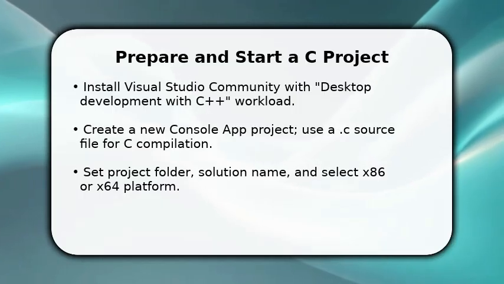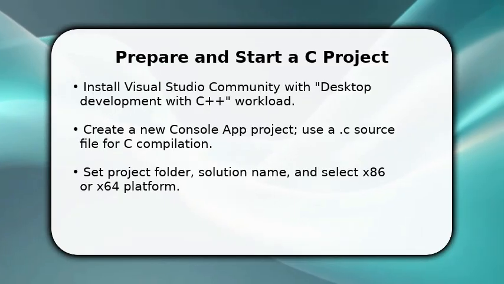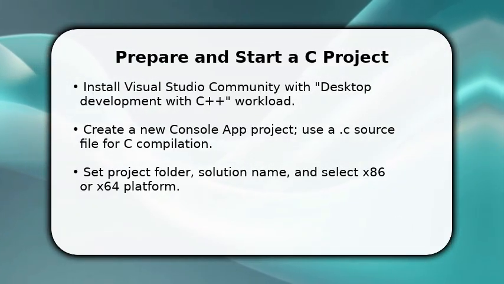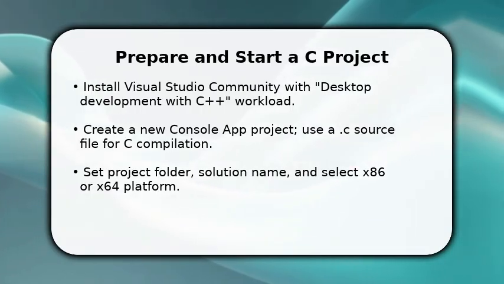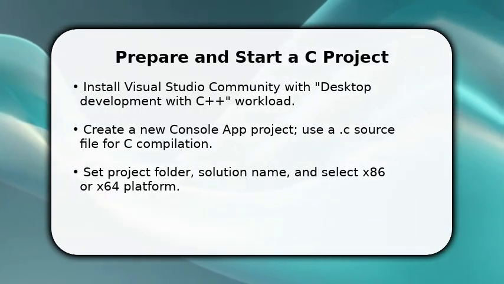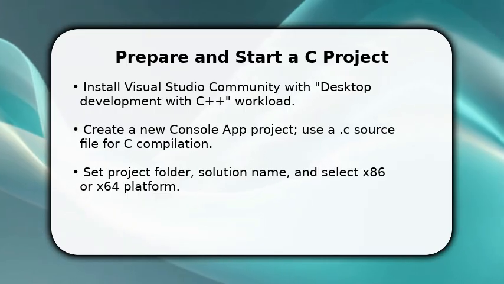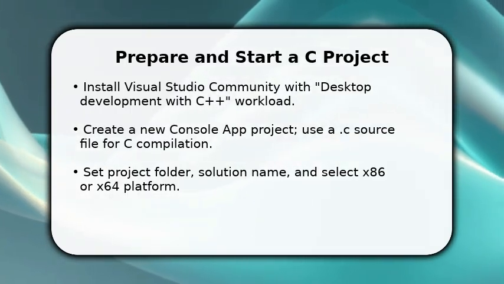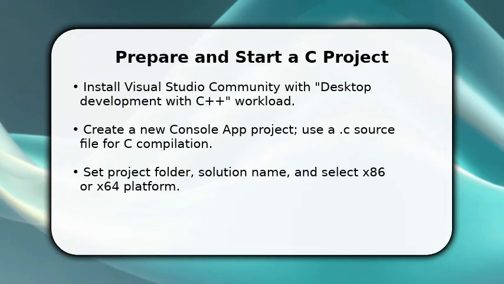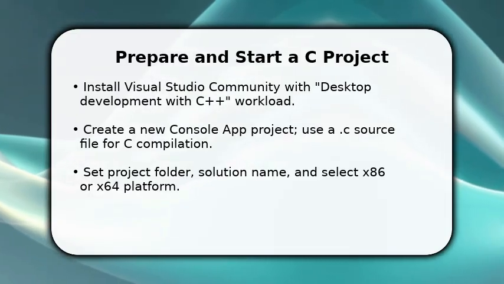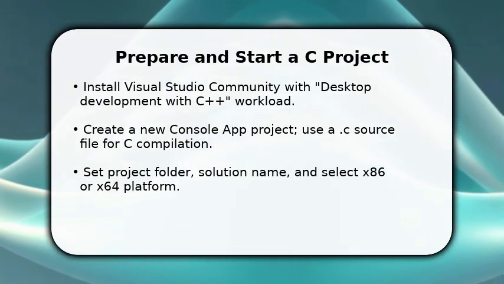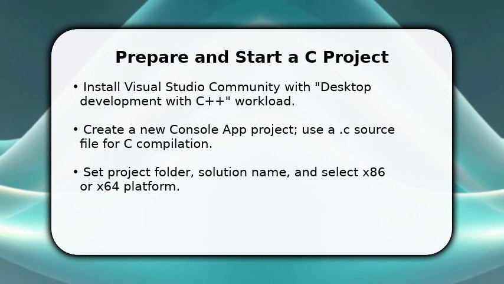You begin by installing the desktop development with C++ workload so the MSVC toolchain is available. Once done, create a new console app and immediately add a file named main.c. Visual Studio treats .c files as C. Make sure to pick the right platform, x86 or x64, and set a clear project folder. This gets the compiler, linker, and IDE configured so you can write, build, and run standard C code without detours.